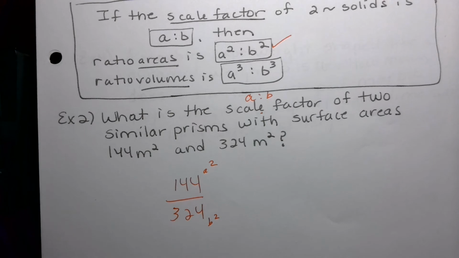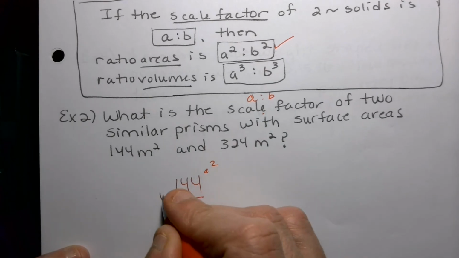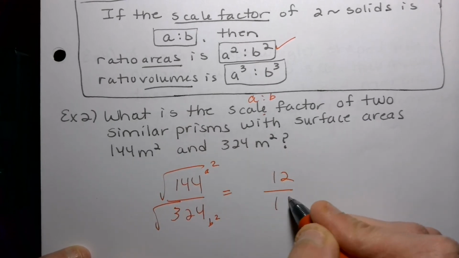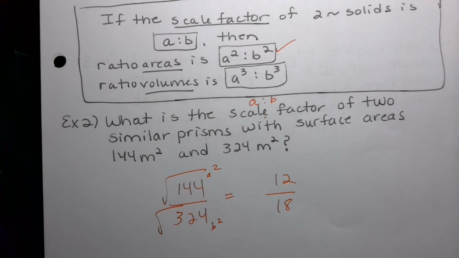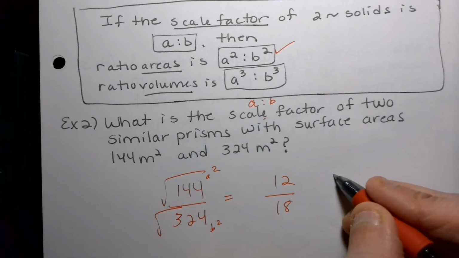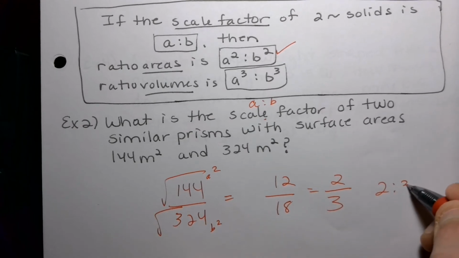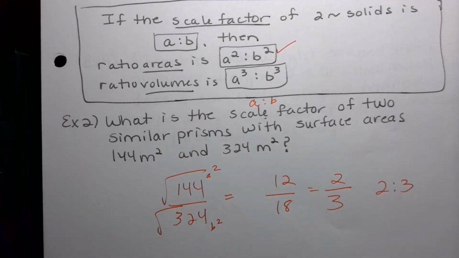So what am I going to have to do to get to the A to B? That's right, we're going to take a square root of both. We take the square root of each of them, you get 12 to 18. So we're pretty much there. Please reduce it, divide them by 6. And you can either write it 2 to 3, or 2 over 3. Either way is just fine.